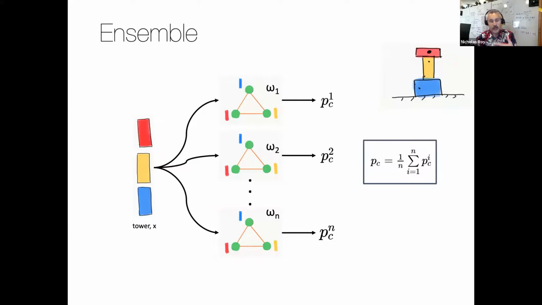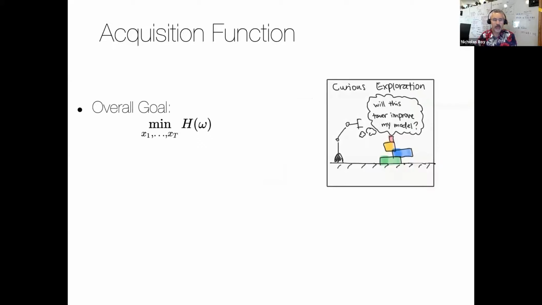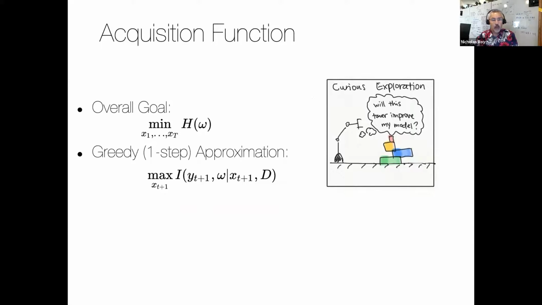But essentially, the ensemble of neural networks allows us to look at how well the different neural networks understand the dynamics of the world. And so our overall goal is to minimize the entropy of the neural networks. If the neural networks disagree in terms of predictions, then we're going to say that we're uncertain about a particular state of the world. When we're thinking about ways to explore the world, we could be thinking about future states of the world that minimize our uncertainty, that reduce the entropy of the predictions of the ensemble of neural networks. We're going to call that a greedy one-step approximation.